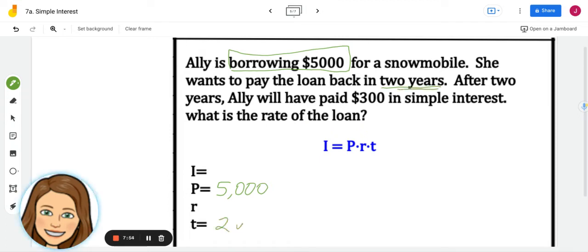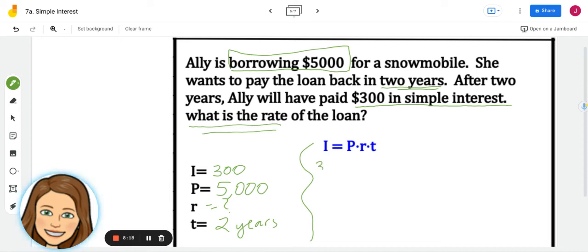She wants to pay the loan back in 2 years. So the time she's aiming for is 2 years. After 2 years, Allie will have paid $300 in simple interest. So this one gives us the interest she's going to have to pay. We're looking for the rate. What is the rate? This is our question mark. So we're actually going to get a percent for our answer when all is said and done. Let's do it. Substitute in.